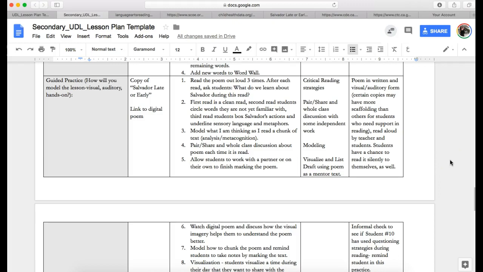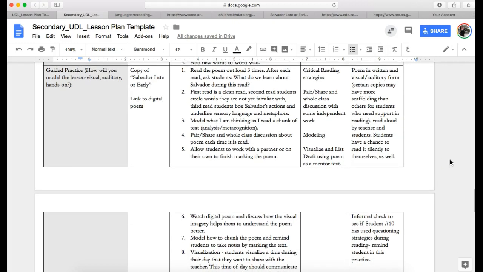During guided practice, we're going to use critical reading strategies, and we're going to have the students read the poem out loud at least 3 times. The goal here is that they build their comprehension after each read. And so after each read, we ask the students, what do we learn about Salvador during this read? The first read is going to be a clean read.